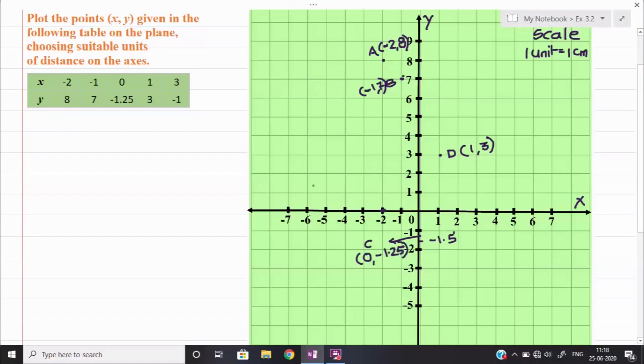Okay, you don't mark this arrow. This arrow I have shown you just for your reference. You can mark this point clearly at this place. And now look at the last point, 3 comma -1. See, 3 I am reaching here at this place, and then -1 I will go down. So this point I will mark as E. This is 3 comma -1. Hence this question gets over.